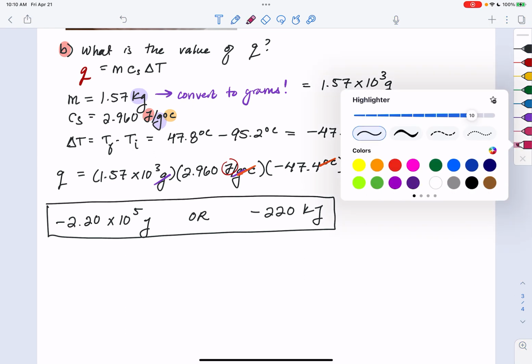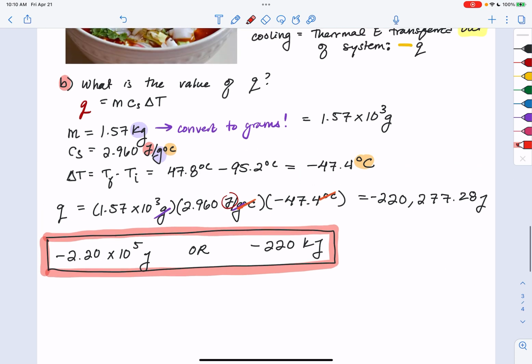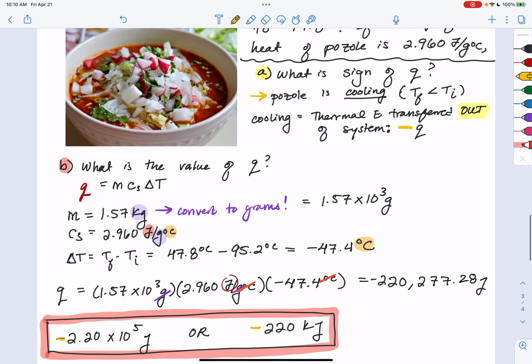That's our calculation of heat. We hacked out the math, we plugged in the numbers, and let's make sure that this makes sense with what we predict from part A. We said that since this is a cooling system, thermal energy is being transferred out of the system and into the surroundings, and anything that's moving out of the system by convention has this negative sign. Do we have a negative sign in our calculated heat? Yes, we do. So we are happy. We have done this problem correctly.